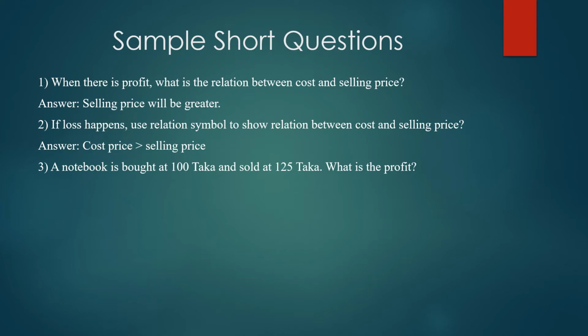Question number 3. A notebook is bought at 100 taka and sold at 125 taka. What is the profit? Answer: profit is the difference between selling price and cost price. So 125 minus 100 taka is the profit. That means 25 taka is the profit.